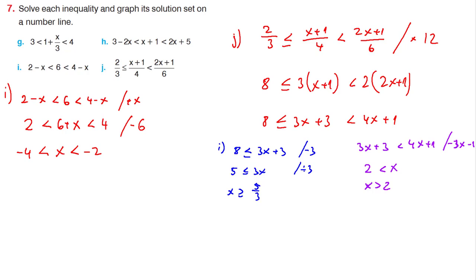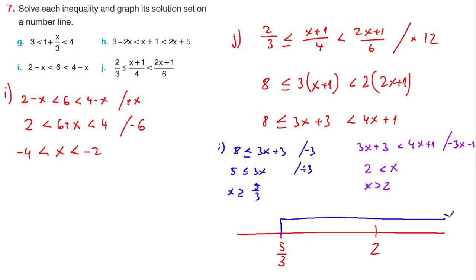We can represent it here on our number line as 5 over 3 and 2. 5 over 3 is less than 2, so it will be on the left side. The blue side of this equation, the first one, is all x's that are greater than or equal to 5 over 3, including 5 over 3. The purple part is all x's that are greater than 2 but excluding 2. So the common region would be this region here, which makes x greater than 2.